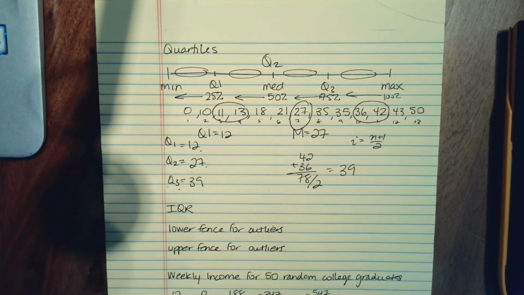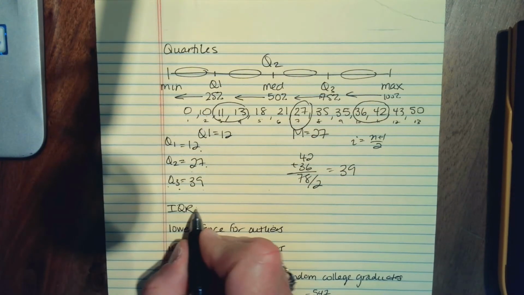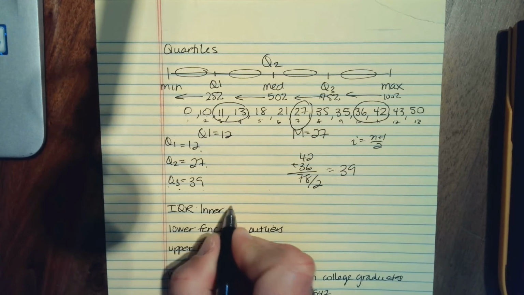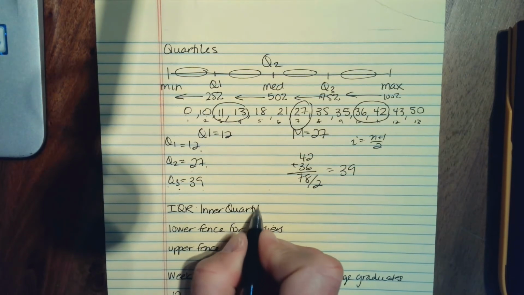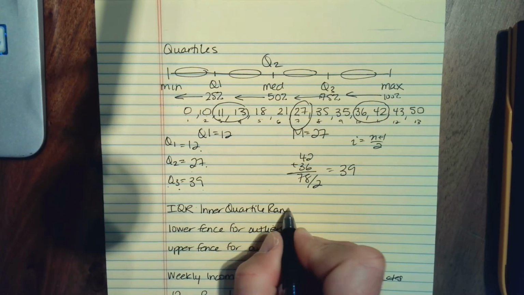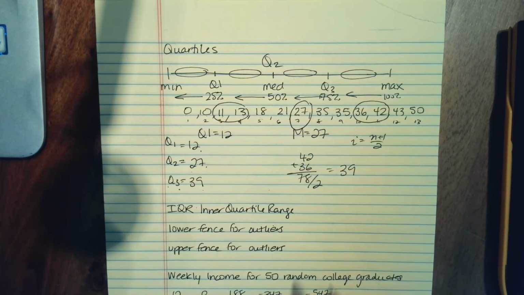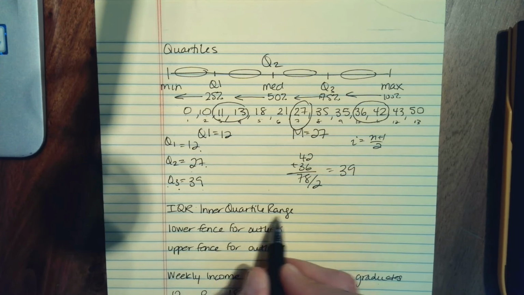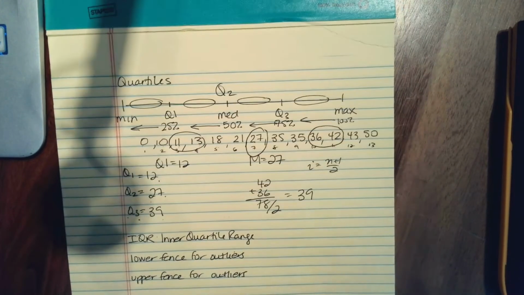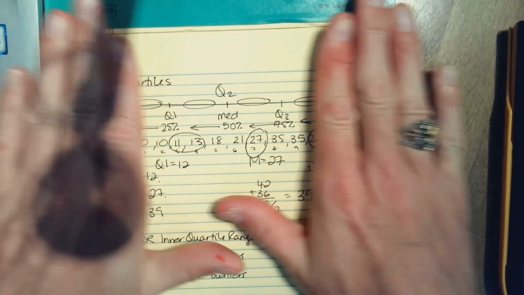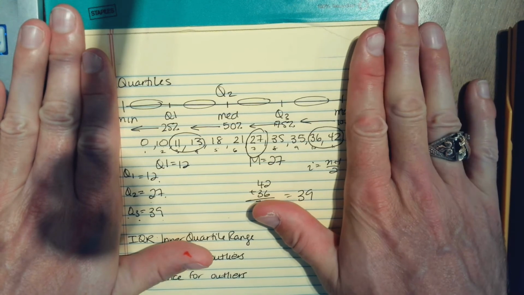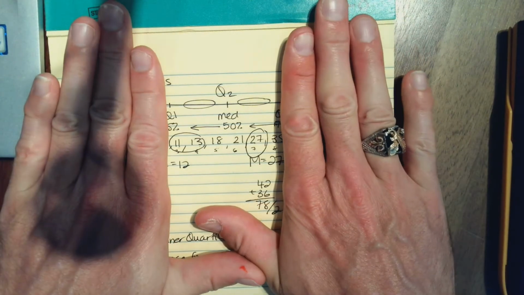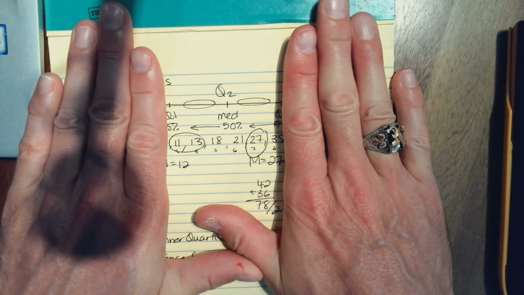Next, let's talk about IQR, which stands for interquartile range. This is the range for the middle 50% of our data. In this case, I want the middle 50%, not the entire range, which is the maximum minus the minimum, but just the range for the values that are in the middle.